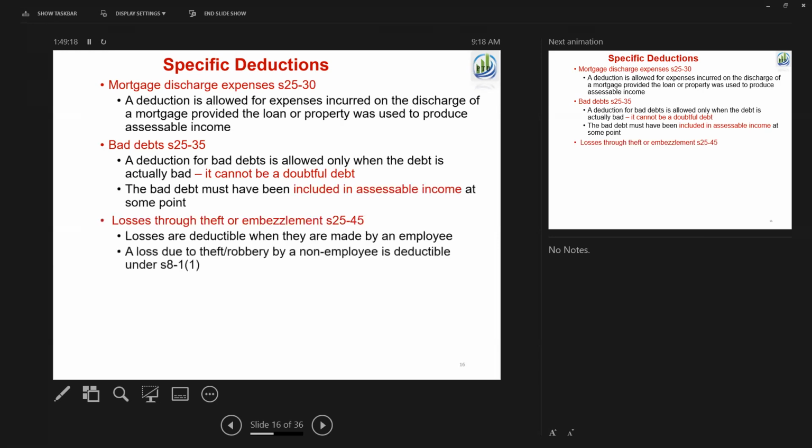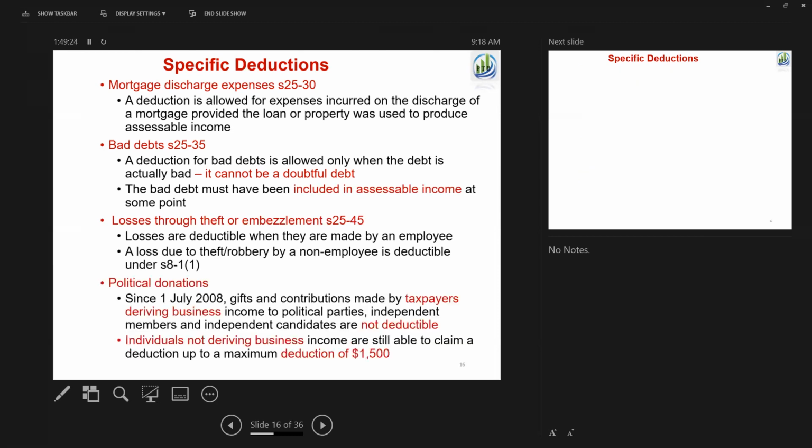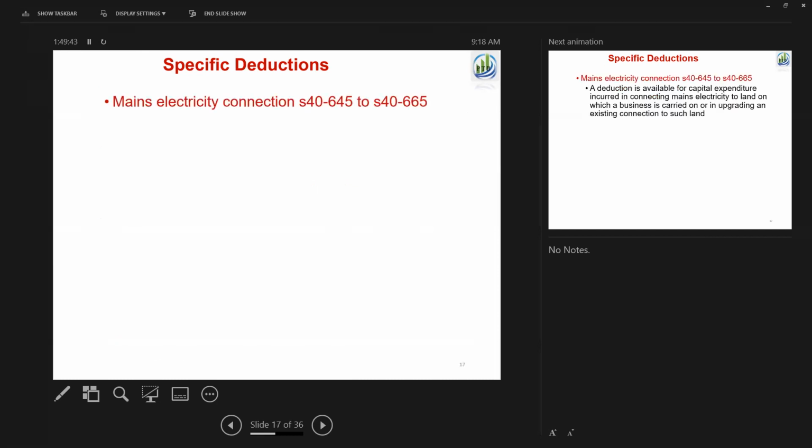So if somebody comes and does theft, or losses, these can be deducted from your income tax as deductions. Political donations are restricted to $1500 for individuals, not deriving from the business. However, from 1st of July 2018, gifts and contributions made by taxpayers deriving income from the business are not deductible. For individuals, $1500 will be deductible.